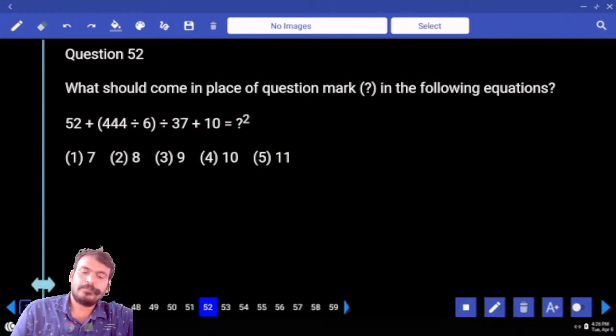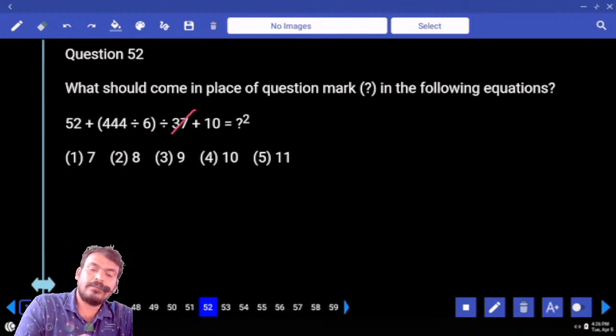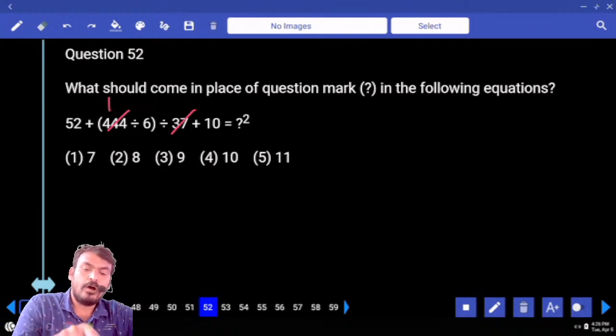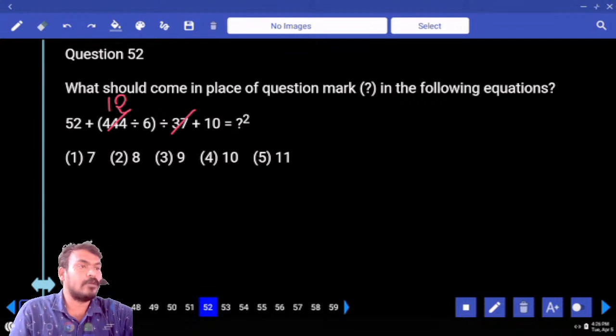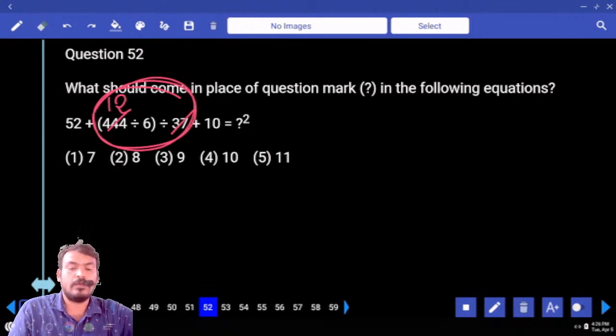Next, first priority bracket values, right? 444 divided by 6, again divide by 37, right? First, 37 ones are how much? 37. Remaining value 74. How many times is it? 2 times, right? 12 by 6 means 2. So the total value of the bracket is 2.